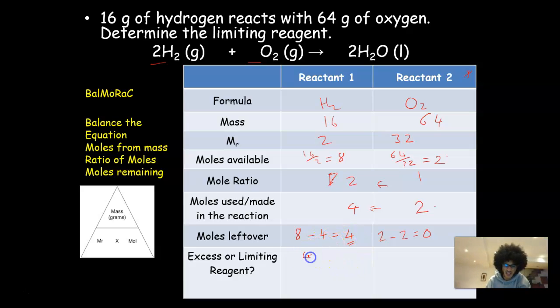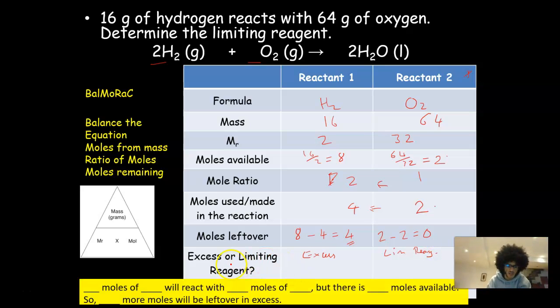So this is clearly an excess because I've got 4 moles lying around. However, on this side, this is the limiting reagent because it's run out first. So putting it as a sentence, I would say, and we're using the theoretical numbers to help us here, I'd say 2 moles of oxygen will react with 4 moles of hydrogen, but there is 8 moles available. So 4 more moles of this hydrogen will be left over in excess.